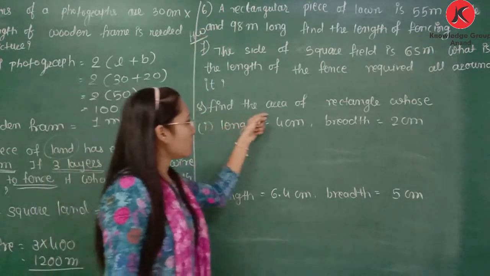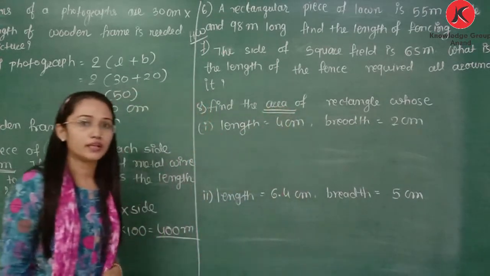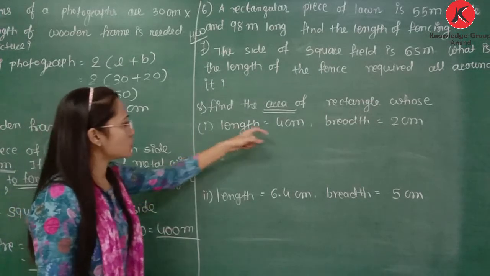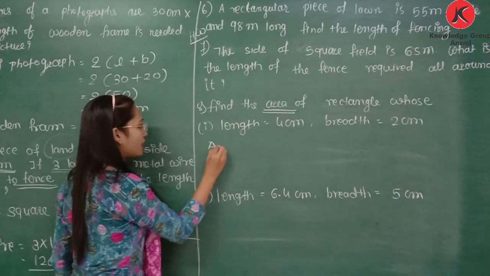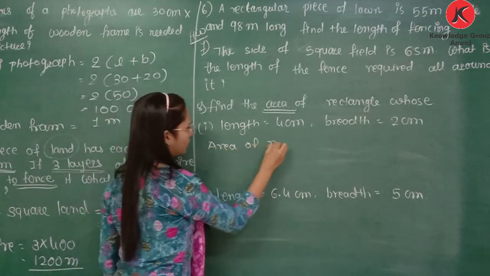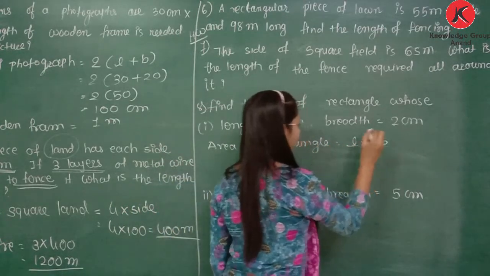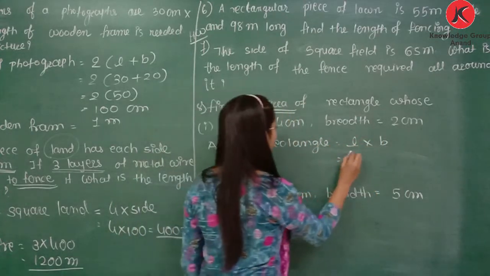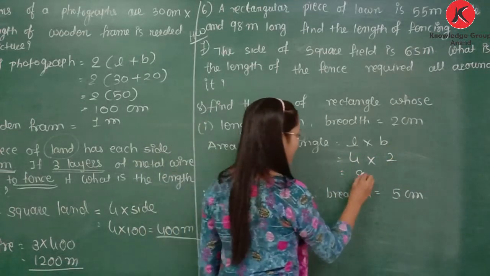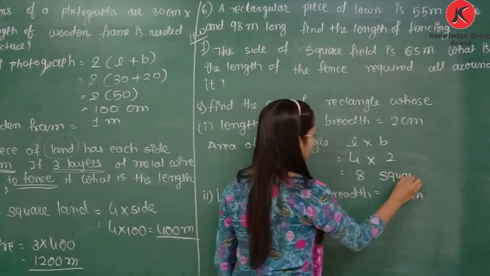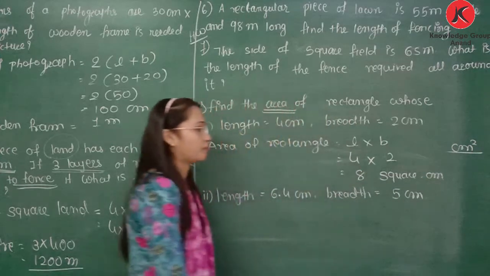8. Find the area of a rectangle whose, so what we need to find here? It is directly written that find the area. So whose length is 4 cm and breadth is 3 cm. So what is the equation for area of a rectangle? Area of rectangle is length multiplied by breadth, L multiplied B. So here length is 4 cm, breadth is 2 cm. So it is 8 square centimeter. Or you can write it centimeter square. Then it is also right.